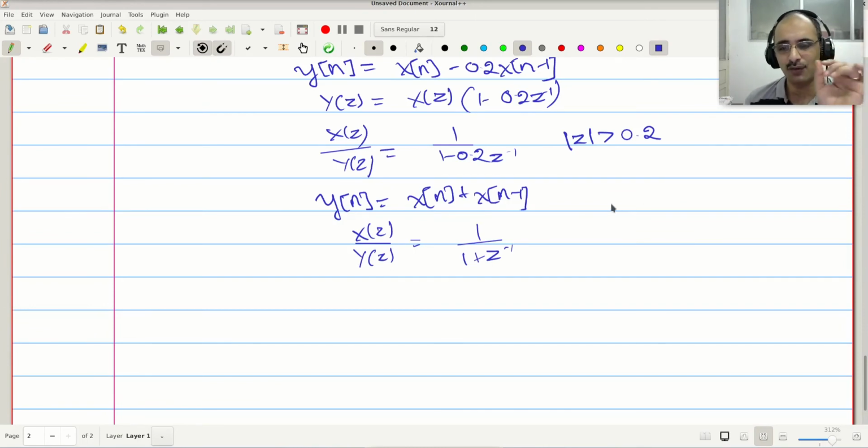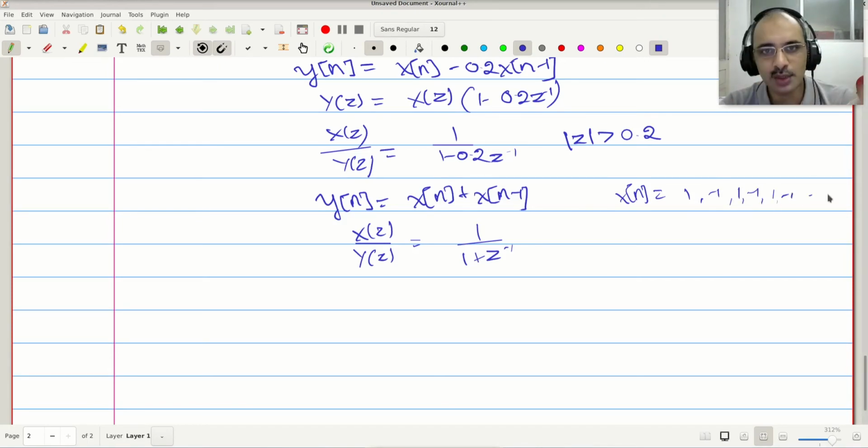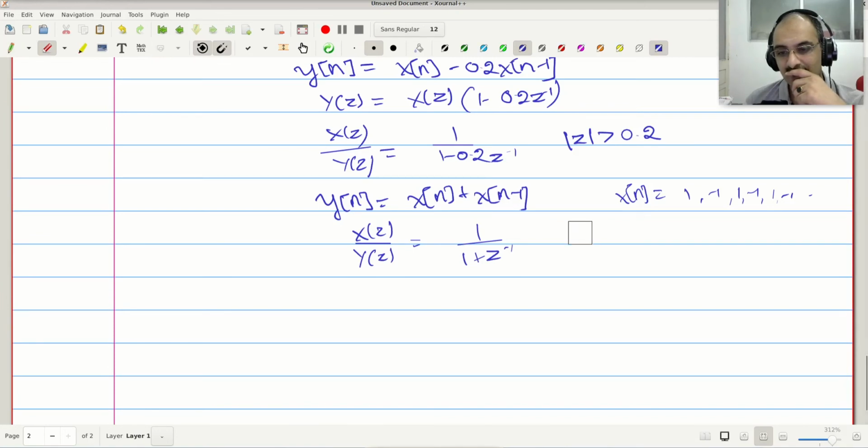I'll give you an example of what this indicates. Let's say that you give your x[n] as 1, minus 1, 1, minus 1, 1, minus 1, etc. What will your y[n] be? Your y[n] will in fact be 0, right? If your y[n] is 0, that means that there's no way to recover x[n], right? So this particular filter has a null at z equal to e power j pi, that is at omega equal to pi, null. You don't believe me?